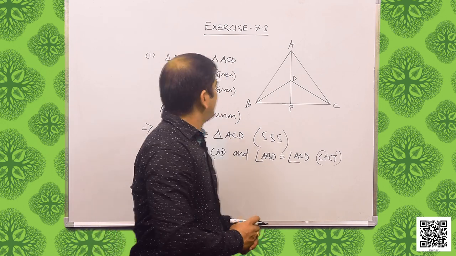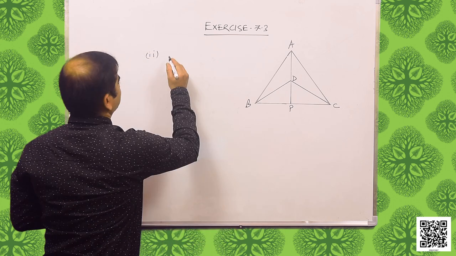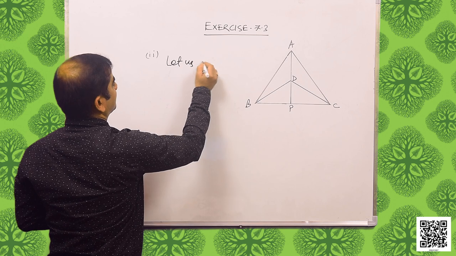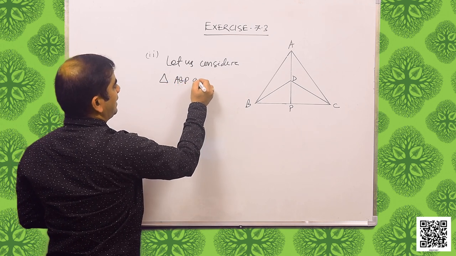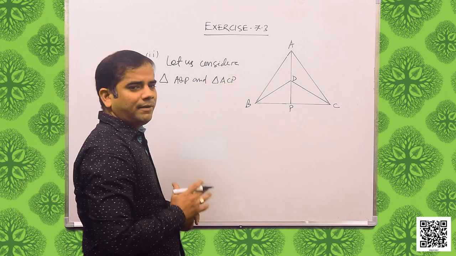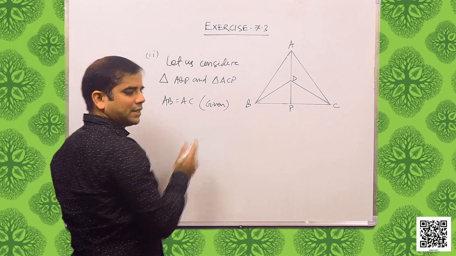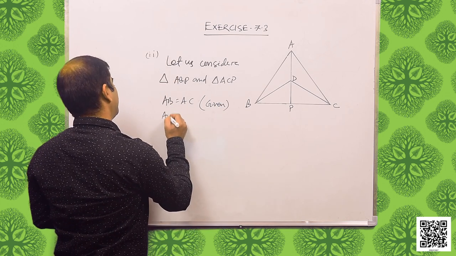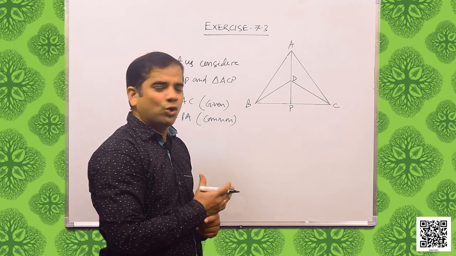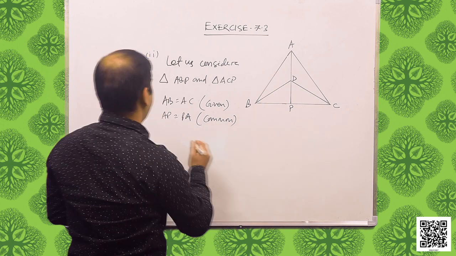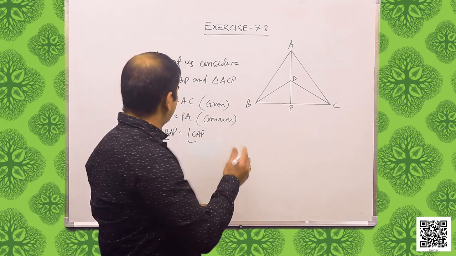Fine. So, bit 1 is now clear. Hope you have understood. So, let us consider triangle ABP and triangle ACP. What do we have? AB is equal to AC. It is given. Then AP is equal to PA. Those are common sides. And angle BAP is equal to angle CAP. Why? It is already proved.